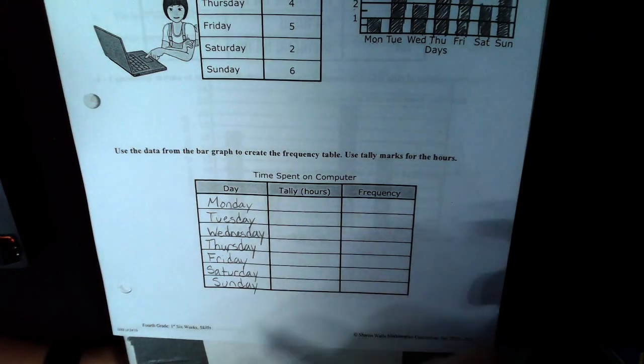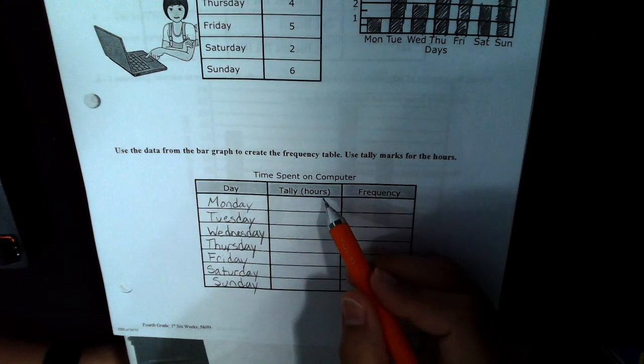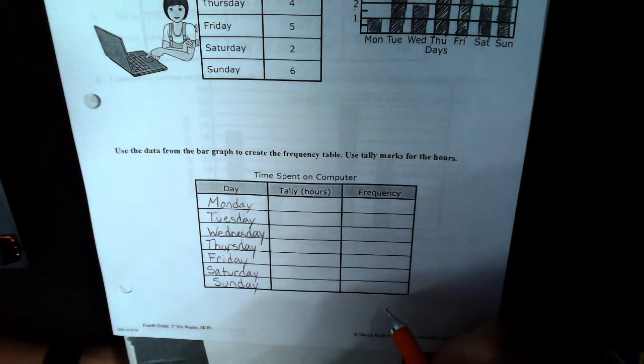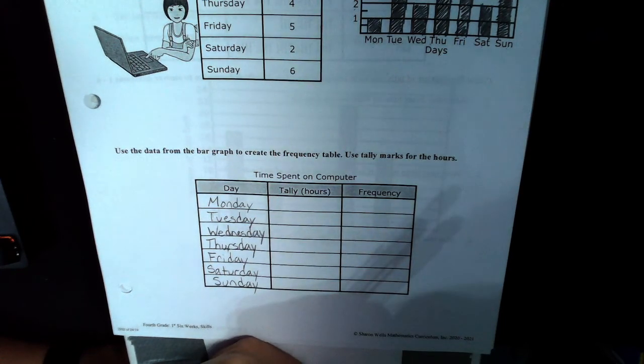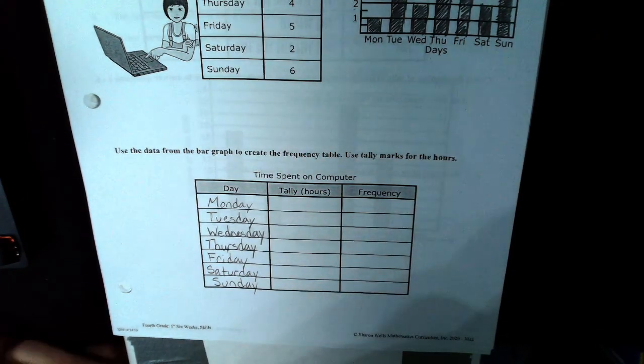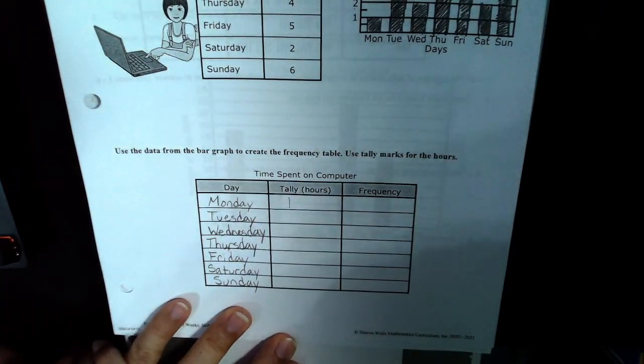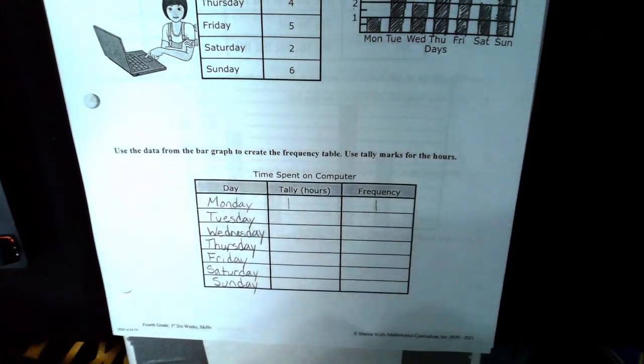And just like on the other frequency tables we've seen, we're going to have to put tally marks and the frequency. How many hours was she on? So for Monday, how many hours did she spend on the computer? Jada, how many hours was she on Monday? 1 hour. Just one. So we get one tally mark, and the frequency is 1.